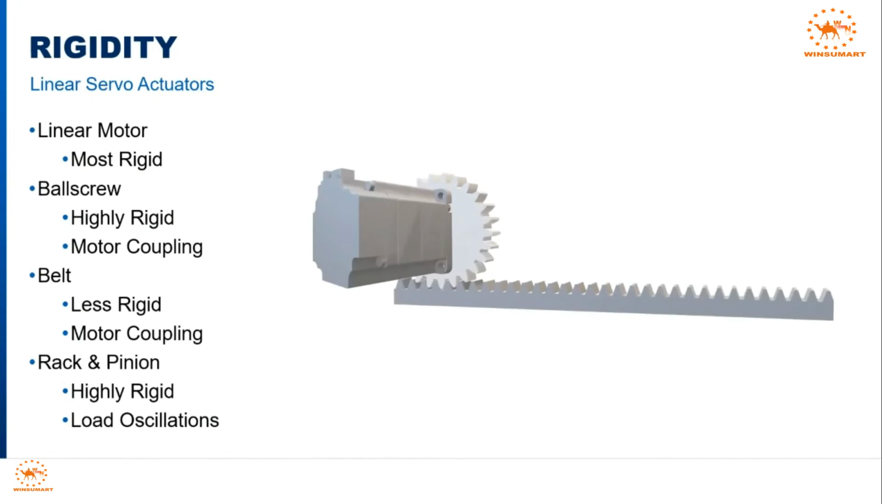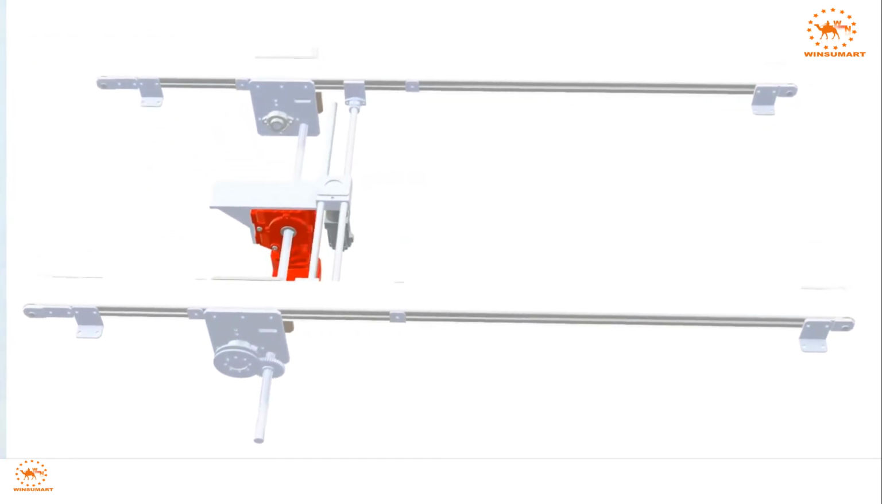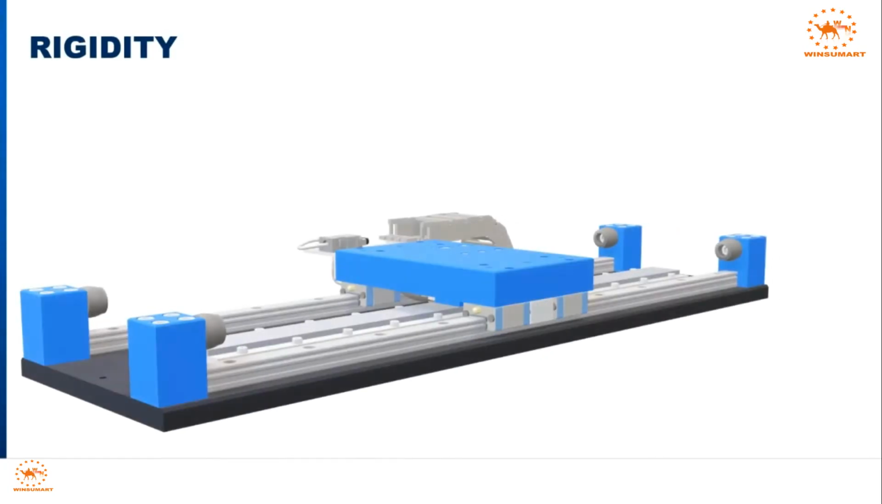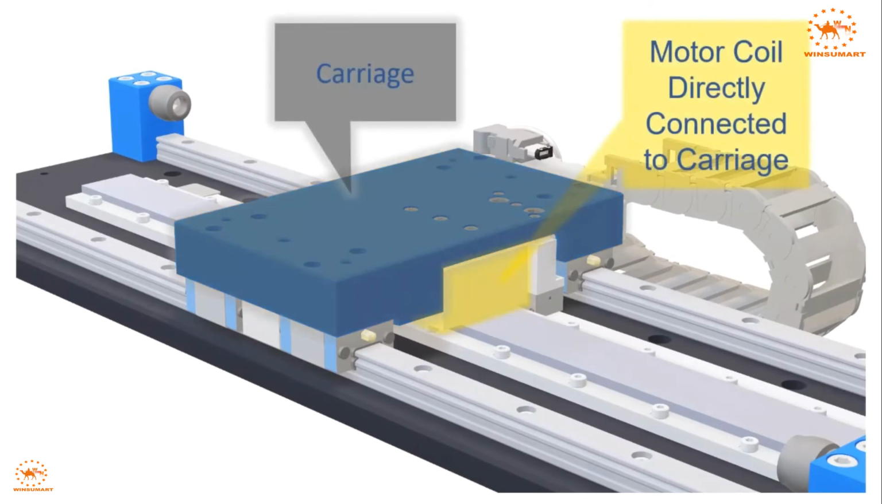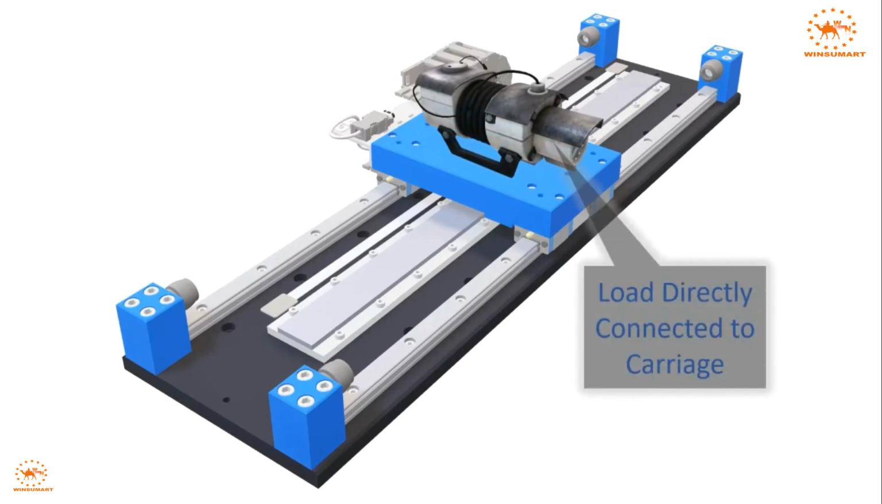Rack and pinion is a little different. These maintain a constant and relatively high rigidity at the point of mechanical connection, regardless of the load position. But oscillations are likely to originate within the load itself if it is large and complex. But the most rigid of all these actuator technologies is the linear motor. There is no coupling or mechanical linkage to deflect. The load is connected directly to the motor through the carriage. If there are any frequencies of oscillation, they will come from the load itself and not from the mechanical system.